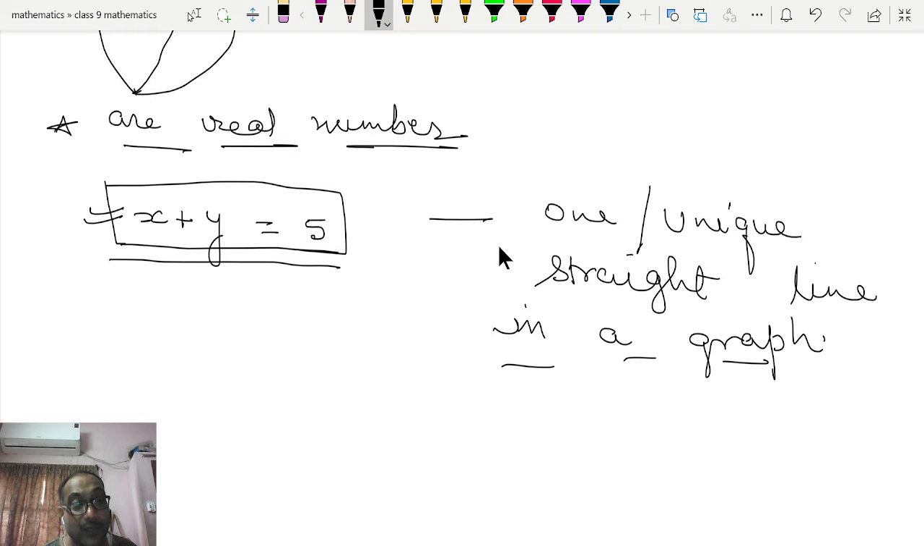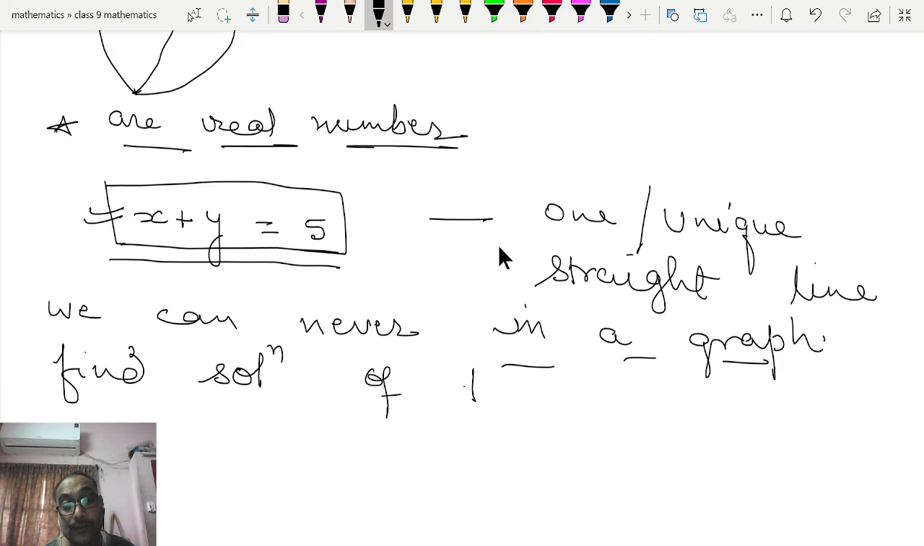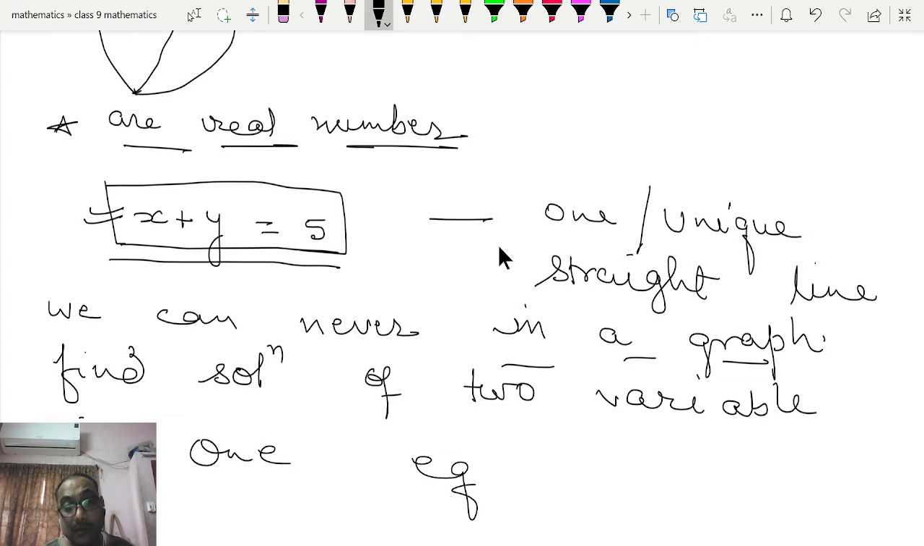So the very first point is, we can never find the solution of two variables in one equation. Remember it, because it will be very much useful for you. If there is an equation with two variables, you cannot find the exact answer of x and y.